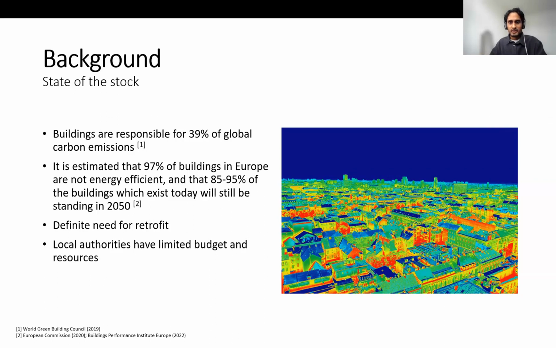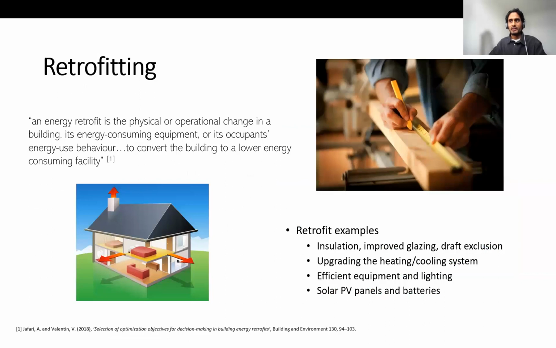So there's definitely a real need to transform the way that our buildings use energy and to reduce the carbon intensity of our current stock. To add to this problem, though, local authorities have a limited budget and resources with which to address this problem. But before we get into that, just a quick summary of what retrofitting actually is.